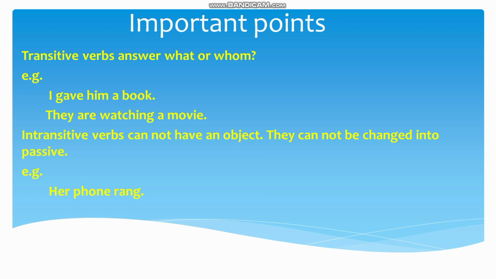If you try to change it into passive, you cannot, because in passive we always require an object for the subject and object replacement. If we don't have an object, how can we change it into passive? So intransitive verbs cannot be changed into passive. Of course, they do not have an object. A very simple example, her phone rang. Here again, we do not need an object to complete the action. Her phone rang, because the action is not passing over to the object, it is just taking place.